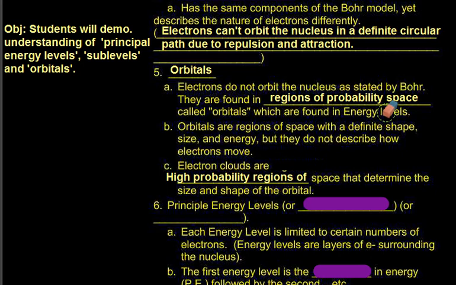It's sort of difficult to draw, and so I have a problem with that. But in a minute, I have some animations that I think are going to work for you guys. These regions of probability space also have general classifications. The first general classification is called a principal energy level, also known as an electron shell.